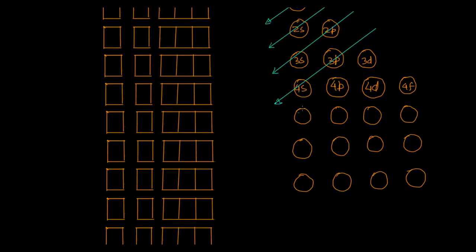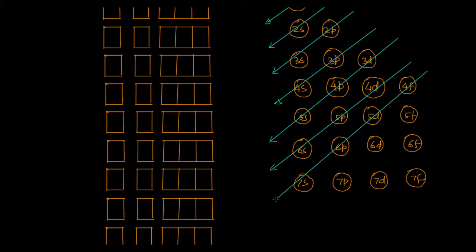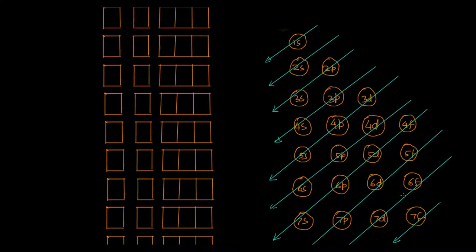So this is 5s, 5p, 5d, 5f, 6s, 6p, 6d, 6f, 7s, 7p, 7d, 7f. So it goes like that. Armed with Aufbau, Pauli's and Hund's, we are good to go.